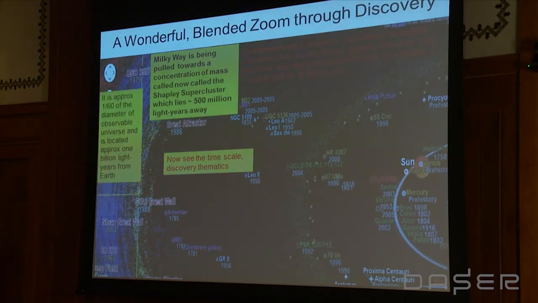And then there's this other thing beyond it, which is called the Sloan Great Wall. The Sloan Digital Sky Survey is what sort of did this work, or that provided the data. And this Sloan Great Wall is approximately 1/60th of the diameter of the observable universe, and it's located twice as far away as the Great Attractor. So this is the modern science view of where we are. Very powerful, the power of maps.